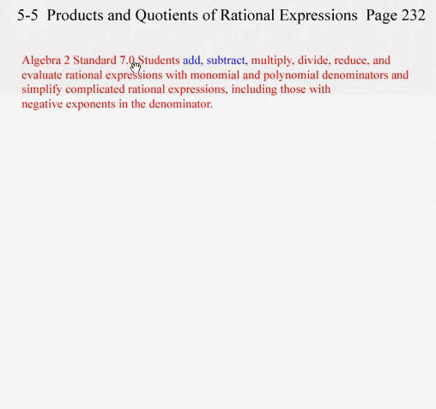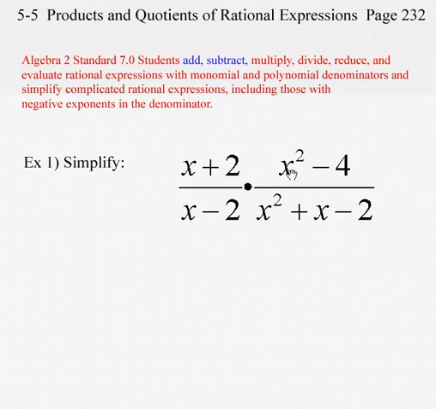In Chapter 5, Section 5, we are continuing with our state standard number 7, where we're adding, subtracting, multiplying, dividing, reducing and evaluating rational algebraic expressions. Now, we're not adding and subtracting today, so again, the blue portion is what we're not covering. We are starting to multiply and divide, and after we do that, we will need to reduce as well.